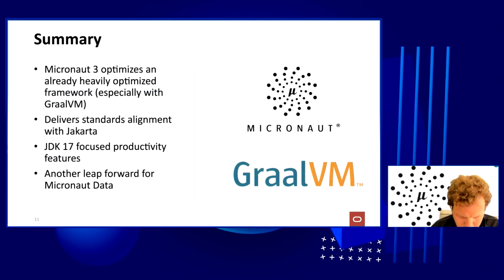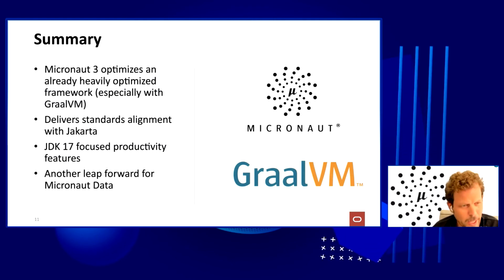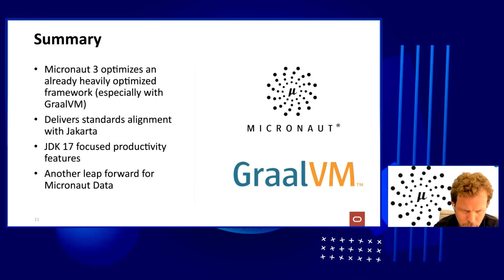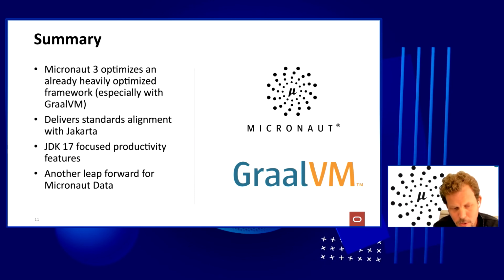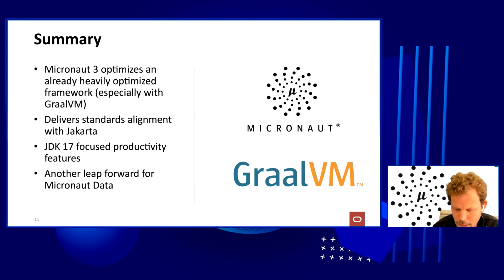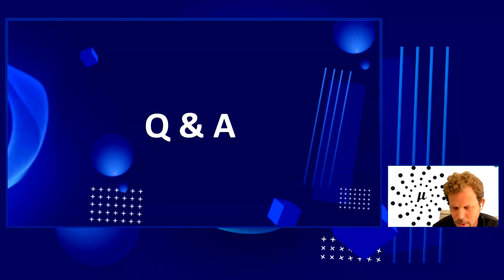So in summary then, Micronaut 3 optimizes an already heavily optimized framework, especially for GraalVM. We delivered standards alignment with Jakarta, the integration with JDK 17 and things like records, and a huge leap forward for Micronaut Data with support for R2DBC, records, and all sorts of things. I hope you enjoyed this presentation, and we now have time for Q&A.